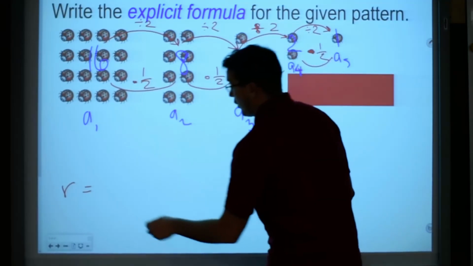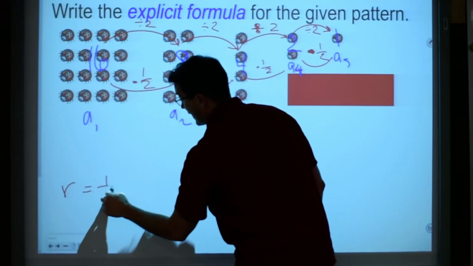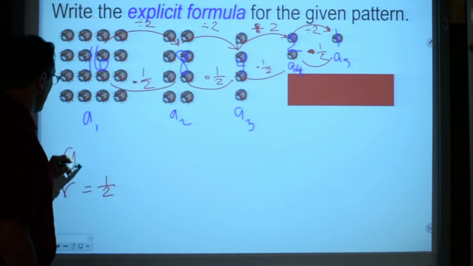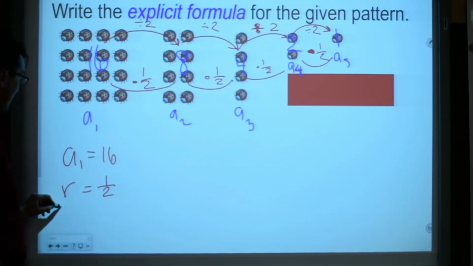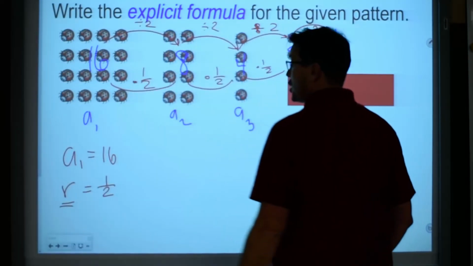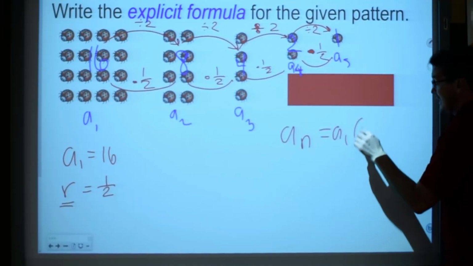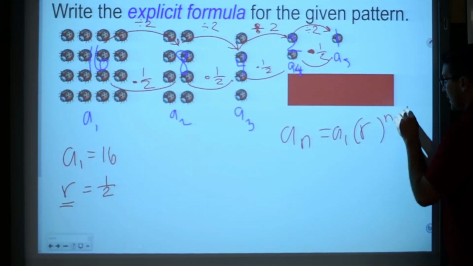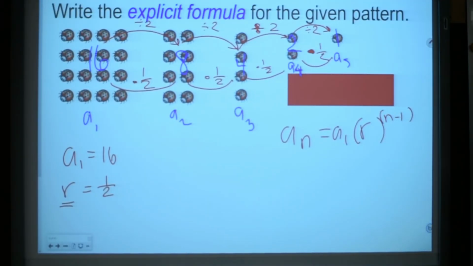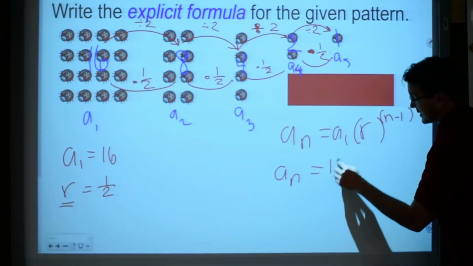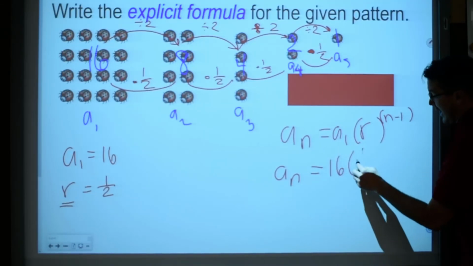So now I know my rate is going to be times 1/2, which is the same as divide by 2. And my first term is 16. And because I have a rate, this is going to be a geometric formula, and that is going to be a sub n equals a sub 1 times r to the n minus 1. And you can put that in parentheses if you're putting it in the calculator. So to write this formula, I'm just replacing a sub 1 with 16, and the rate with 1/2.